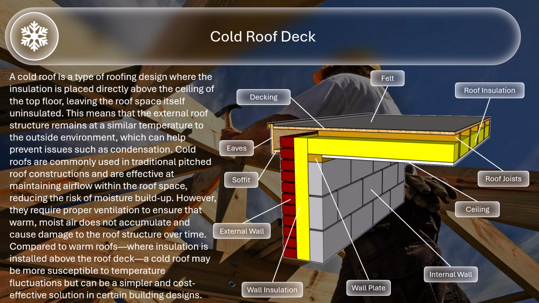However, they require proper ventilation to ensure that warm, moist air does not accumulate and cause damage to the roof structure over time. Compared to warm roofs, where insulation is installed above the roof deck, a cold roof may be more susceptible to temperature fluctuations but can be a simpler and cost-effective solution in certain building designs. Pause the video here to study the component parts of the cold roof deck.